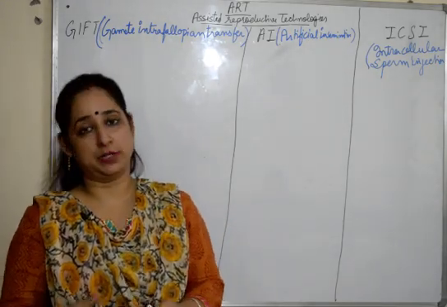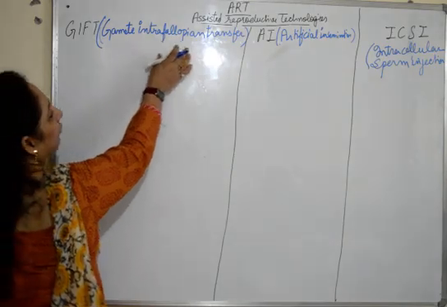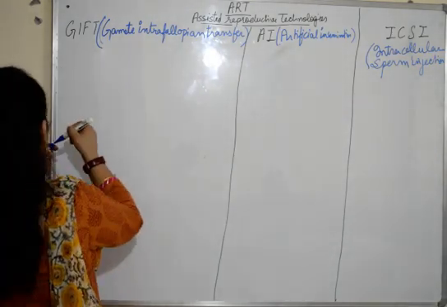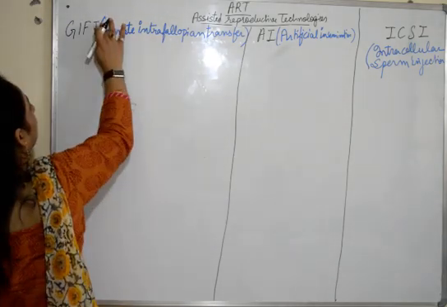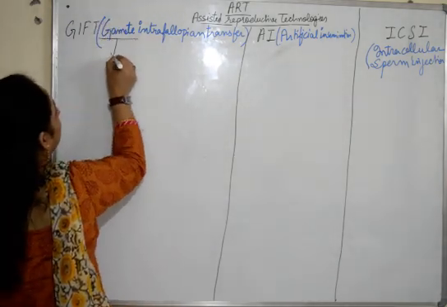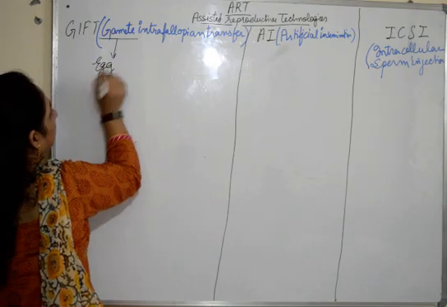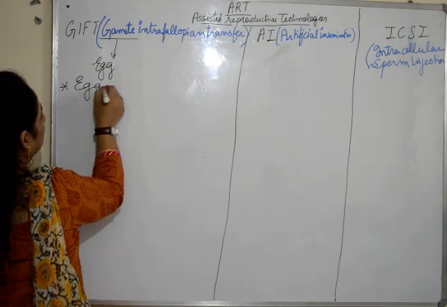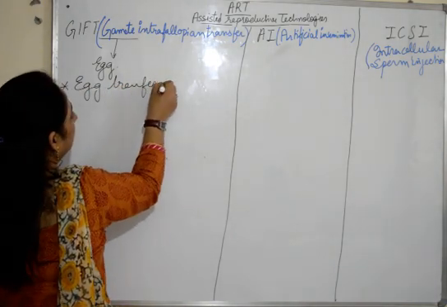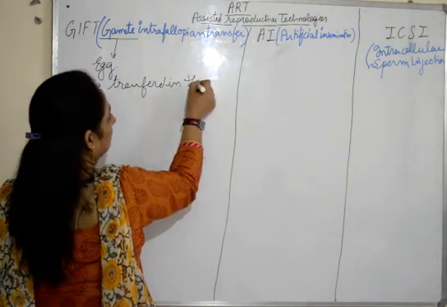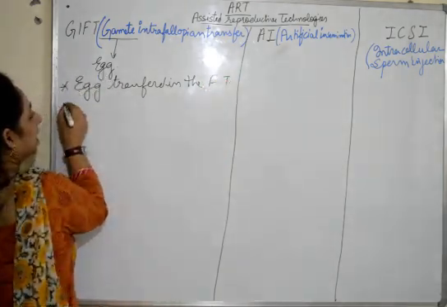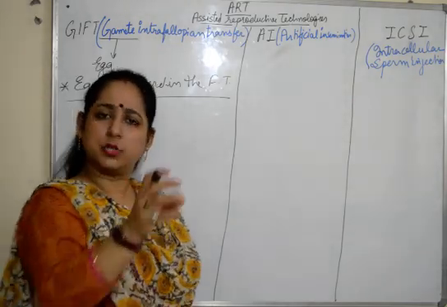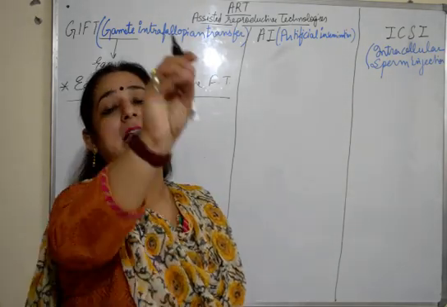सबसे पहले is GIFT. Now GIFT or gamete intrafallopian transfer technique. We are talking about the gamete, and the female gamete is the egg. Fine. So that means the egg is transferred into the fallopian tube. This is done in this technique, that the egg is taken from the female ovary, the same mother's ovary, and it is transferred into the fallopian tube.